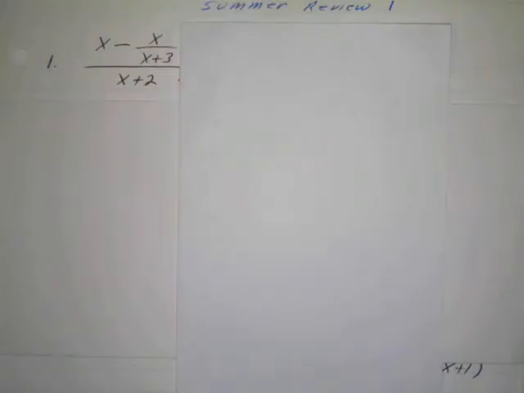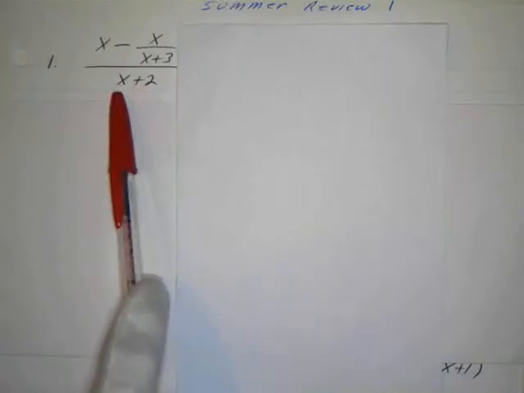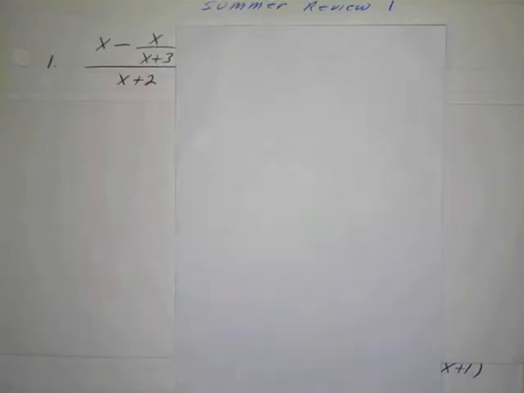So when you see here, you have an x plus 2 in the denominator. That denominator can be 0 when x is negative 2, so you can't have that. And then this denominator will be 0 when x is negative 3. So those are restrictions that we'll have to apply at the end of the problem.